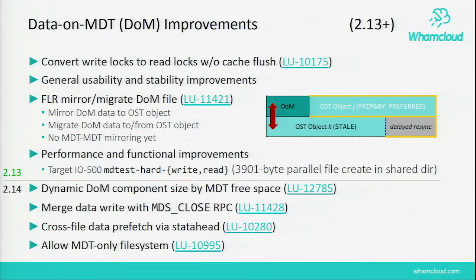One of the interesting ones that some people have asked about is allowing a MDT only file system. If you have a workload that is using only small files, right now that's not very efficient in Lustre, but with data on MDT, you could potentially have a file system that's only storing small files on the MDTs.